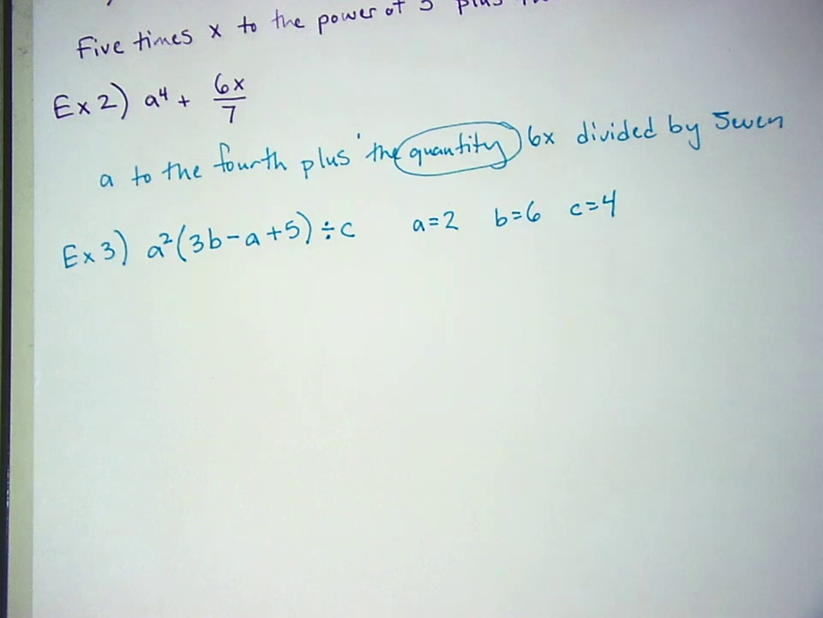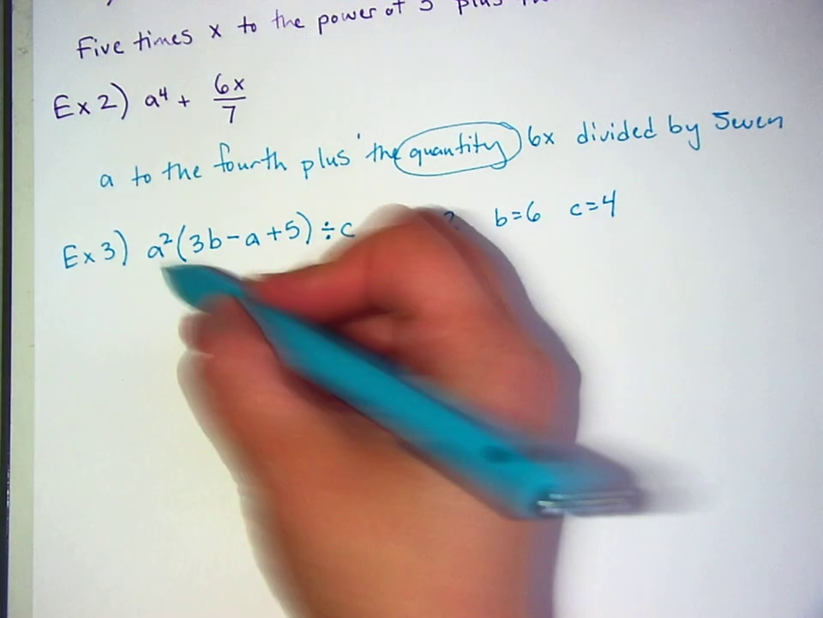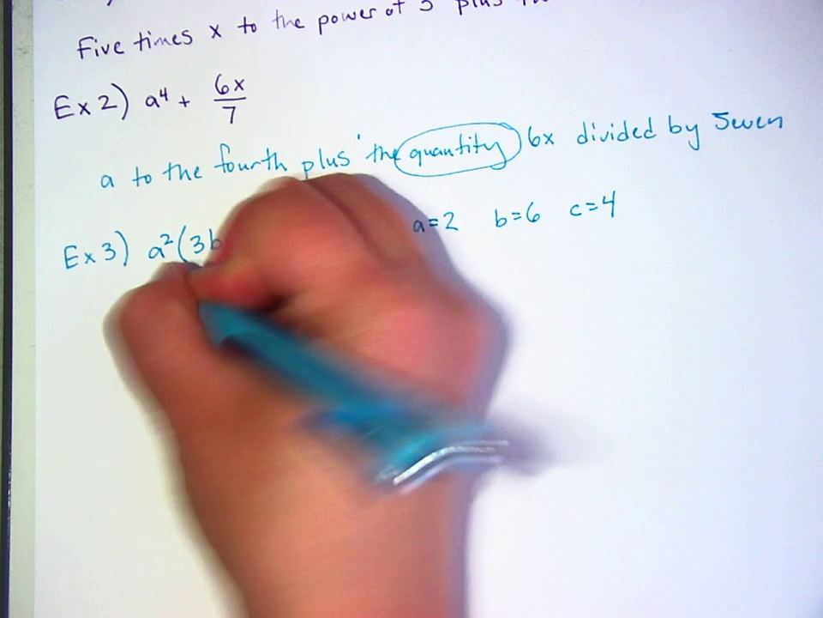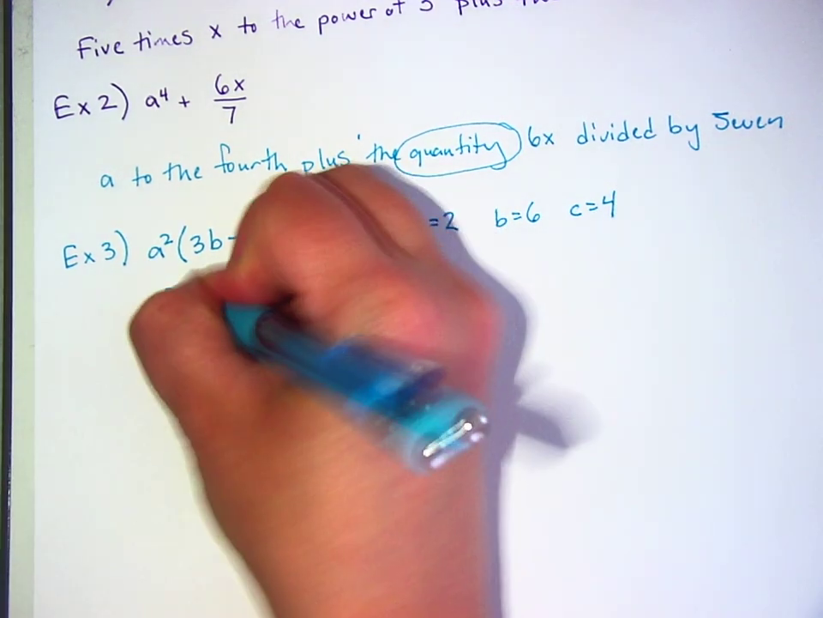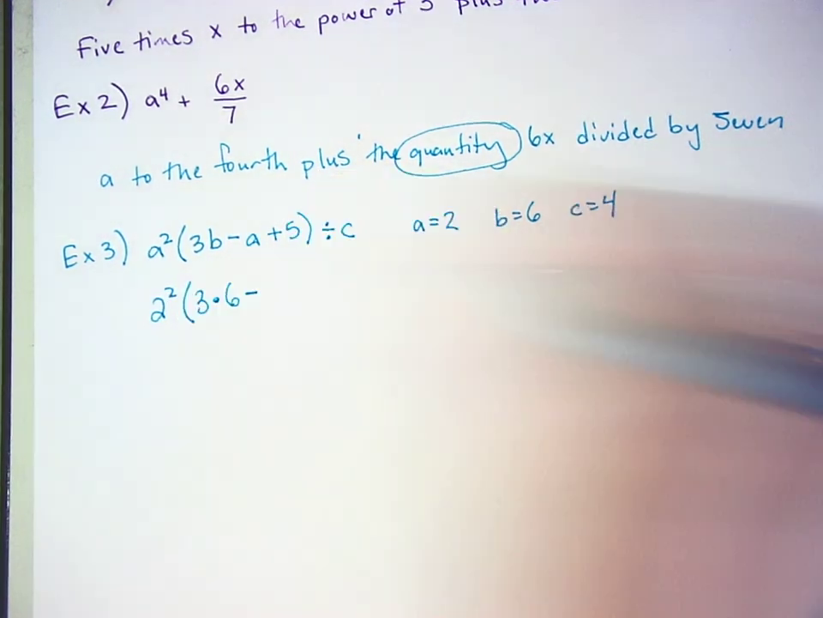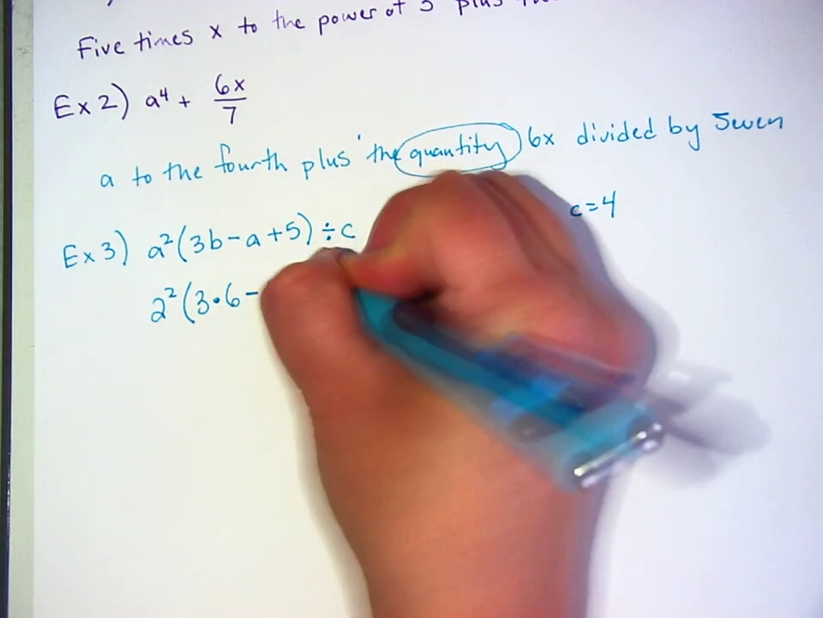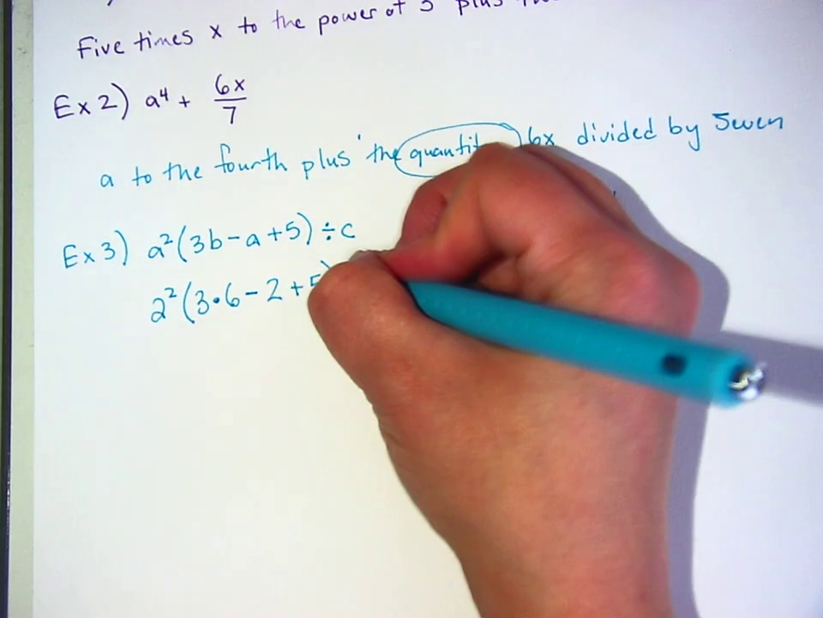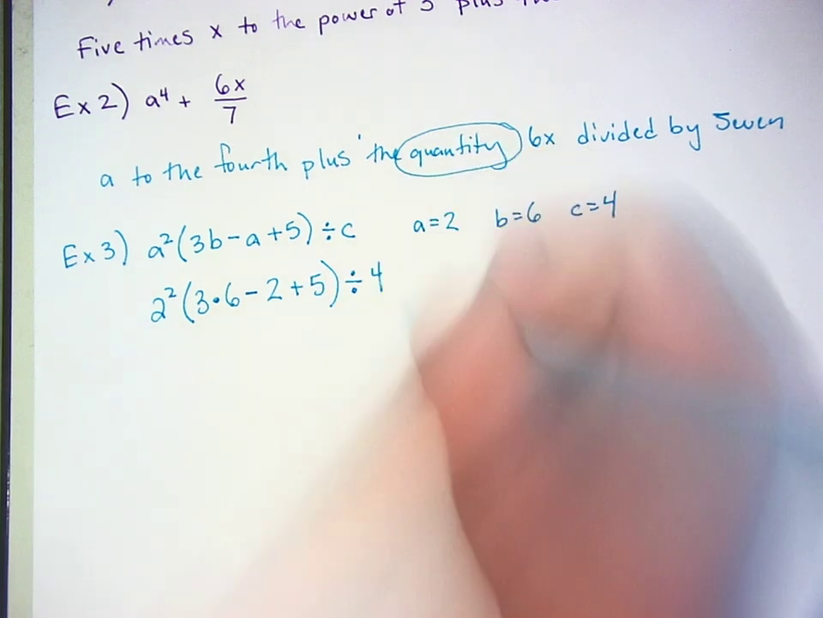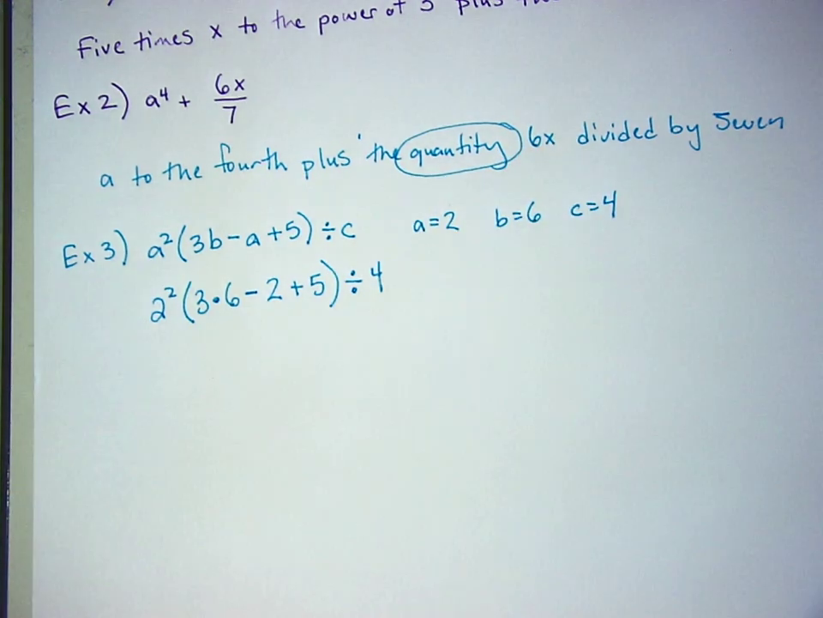All right. So I'm going to try it. What do I have here? Every time I see an A, I'm going to plug in a 2. So this is 2 squared, parentheses, 3 times 6, minus 2, plus 5, divided by 4. So all I did was replace every A with 2, every B with 6, and every C with 4. Is A always 2? Yeah. In this problem, yes. A is not always 2 in general, okay?